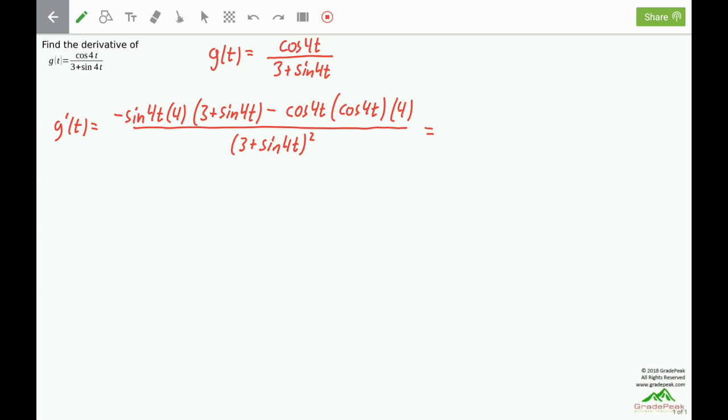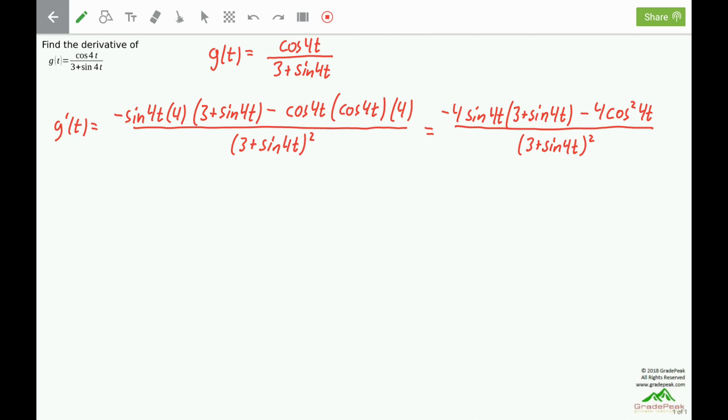So I'll make this look a little bit nicer. I'm going to write the 4 before the sine. So I have negative 4 sine of 4t, I have a 3 plus sine of 4t. And in the second term, I have a 4 that can move to the front, and then I have a cosine times a cosine. That's cosine squared of 4t. And all of this divided by that denominator, 3 plus sine of 4t quantity squared.